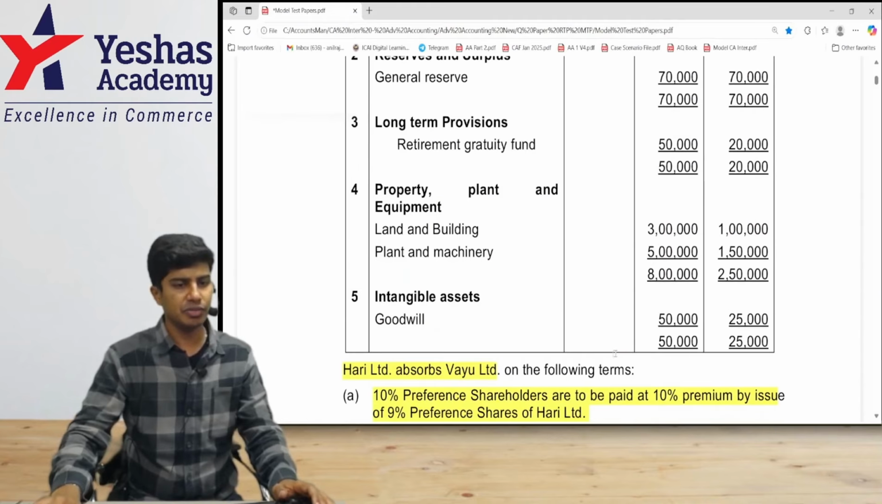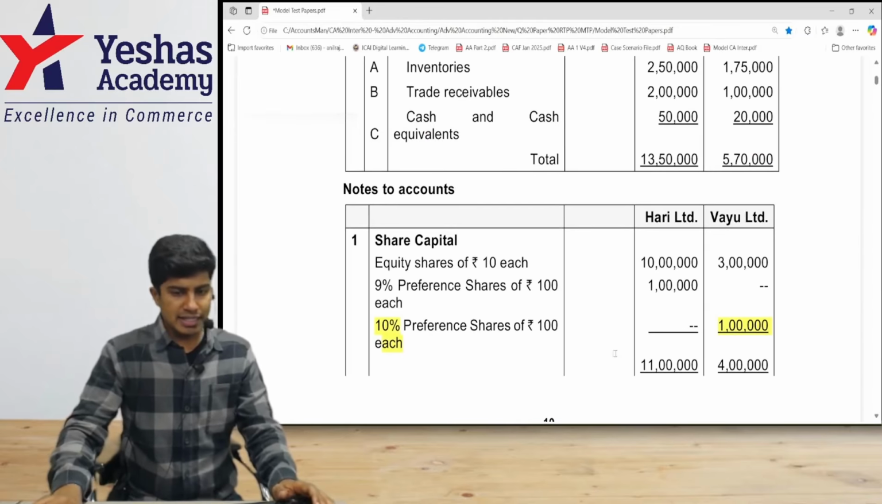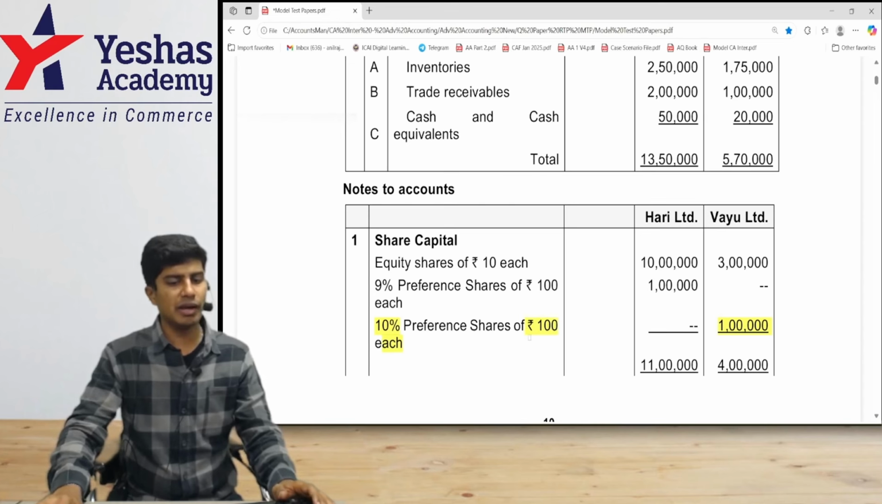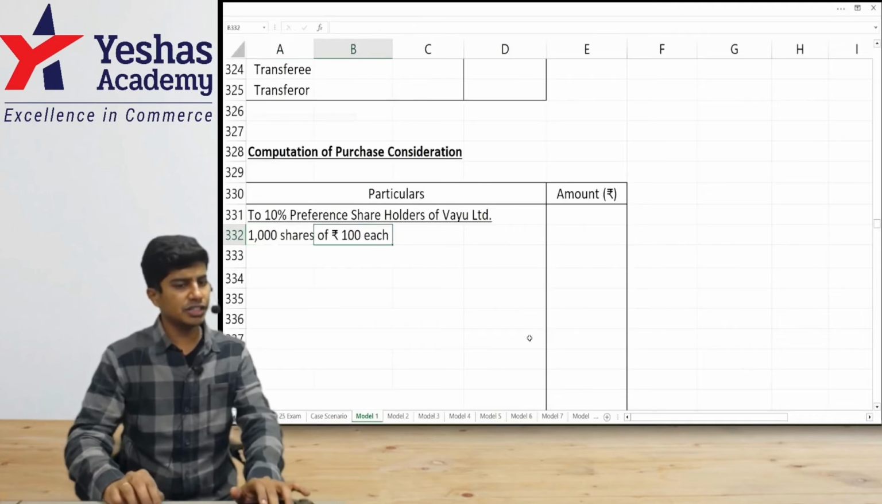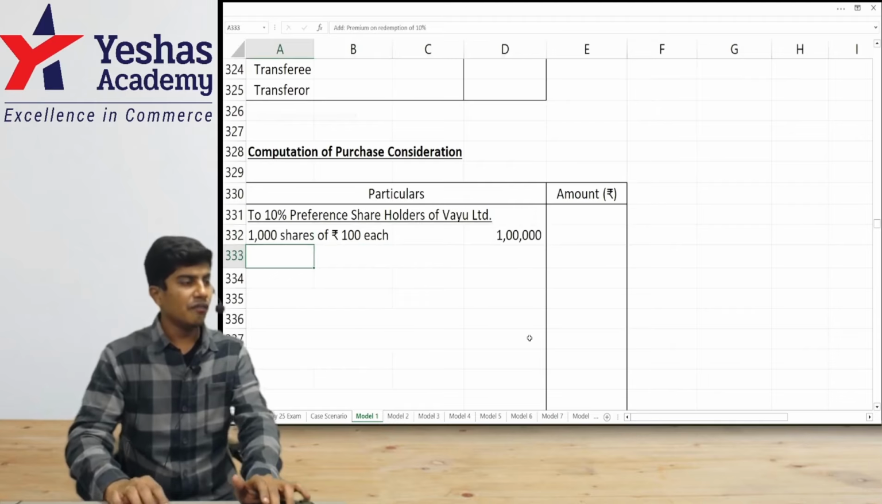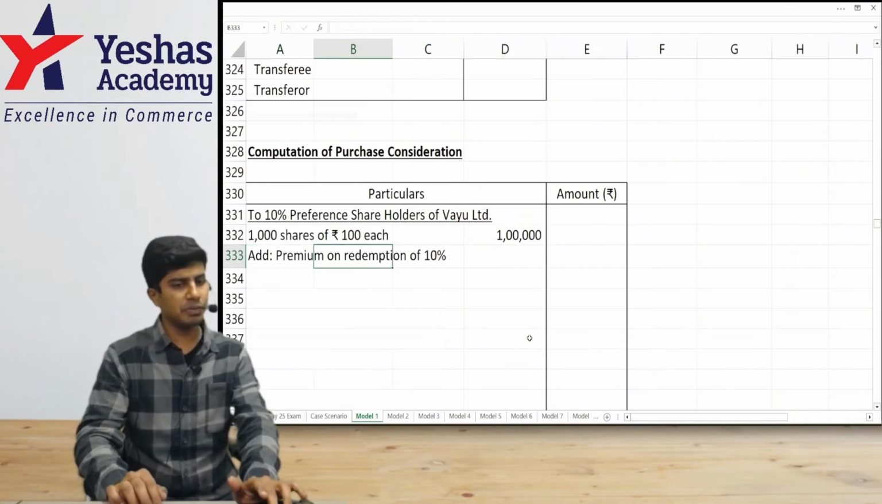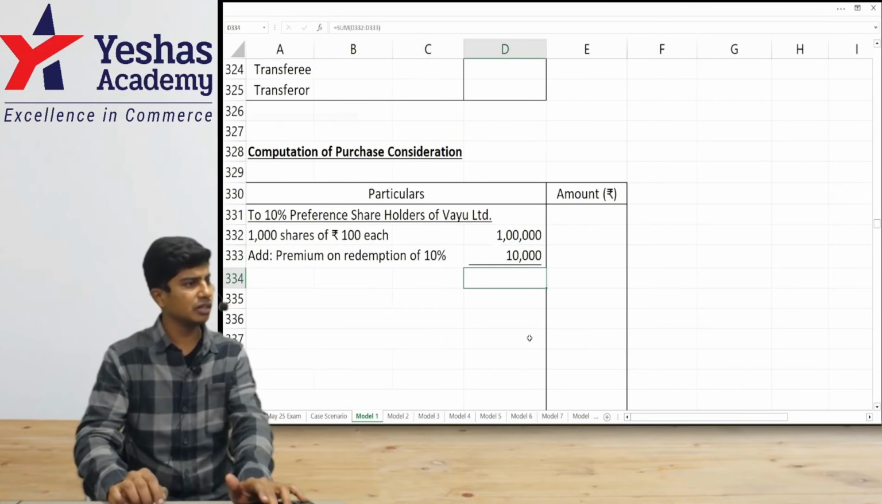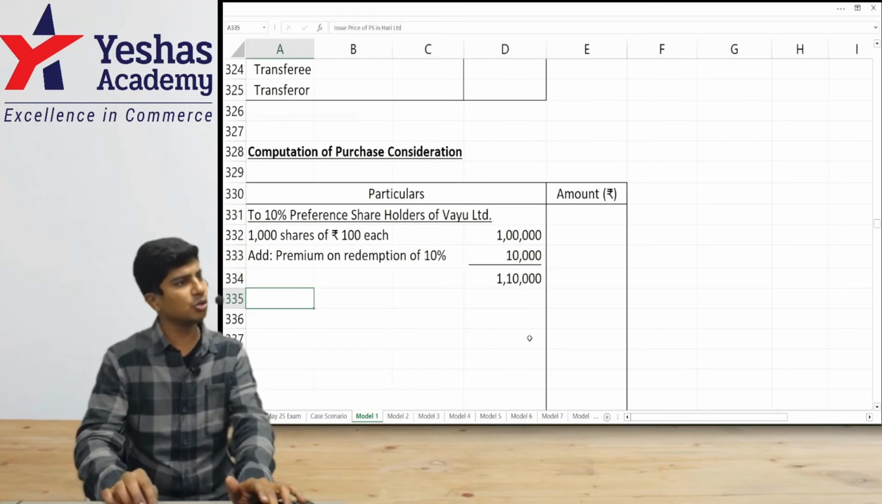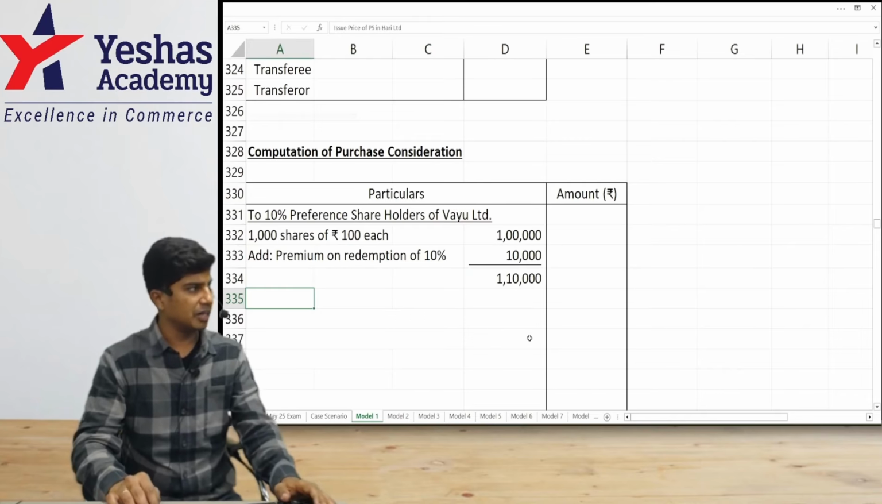How many shares are there? It is 1 lakh rupees and shares are of rupees 100 each. Please do 1 lakh by 100. Can I say 1000? It is 1000 shares of rupees 100 each, which comes to rupees 1 lakh. Am I right? We need to pay them 10% premium. 10% premium, can I say it comes to 10,000? It is 1 lakh 10,000. 1 lakh 10,000 is settled by issue of preference shares of Hari Limited.